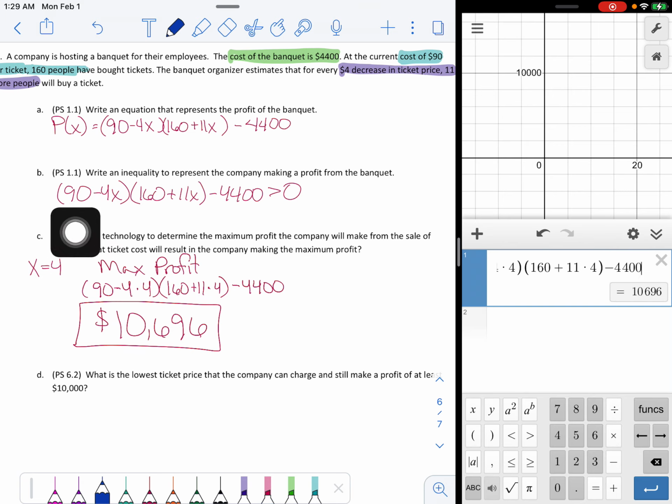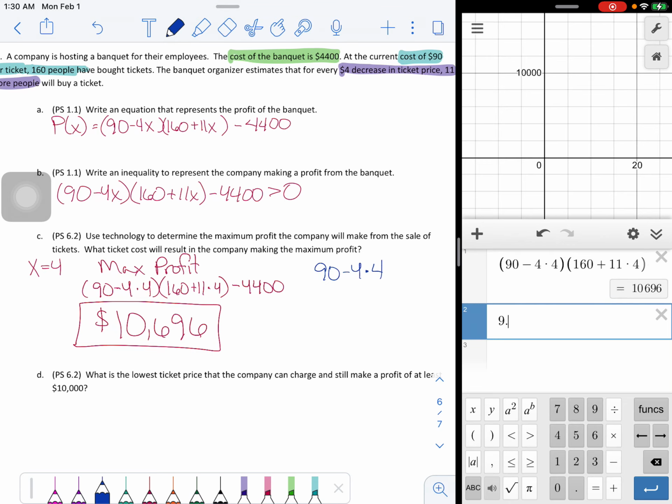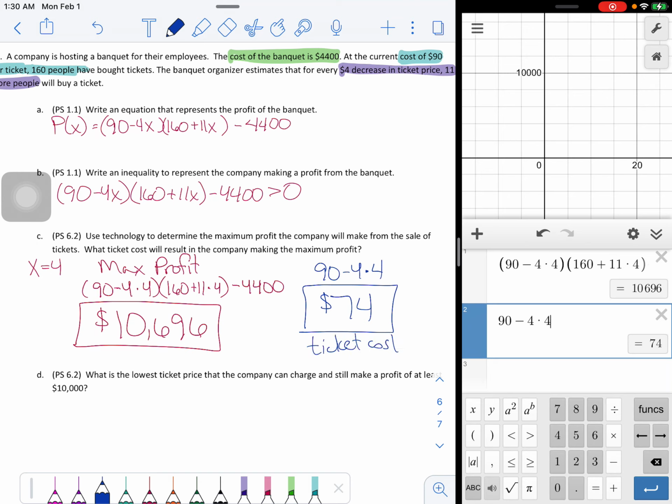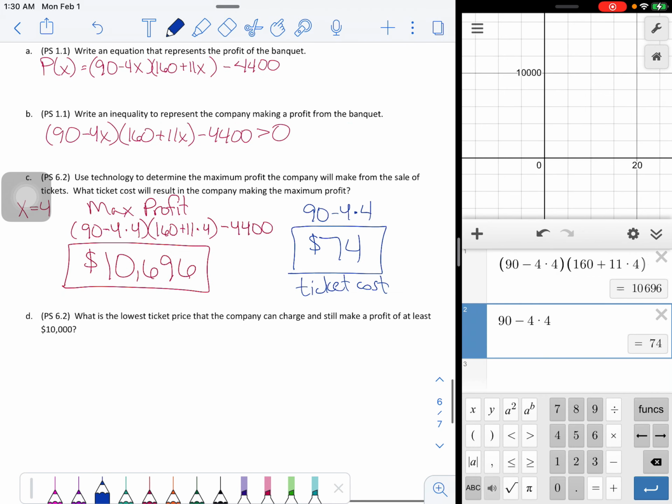And then what ticket cost will result in the company making the maximum profit? So your ticket cost, remember, was the 90 minus 4x, and the 160 plus 11x was the people. So if I want the ticket cost only, I'm going to do 90 minus 4x. In this case, x is 4. So 90 minus 4 times 4. So the ticket cost should be $74. And so I'm going to mark it as ticket cost. That way I know which one's which.